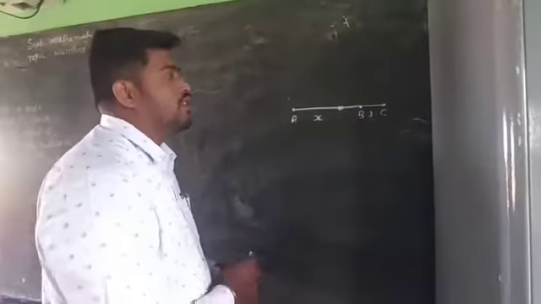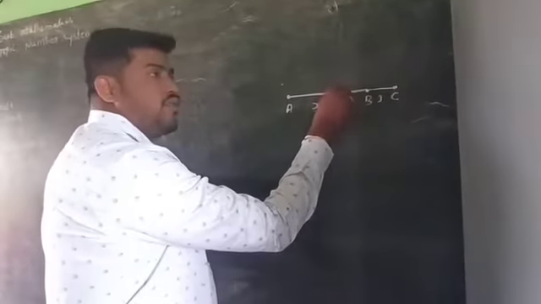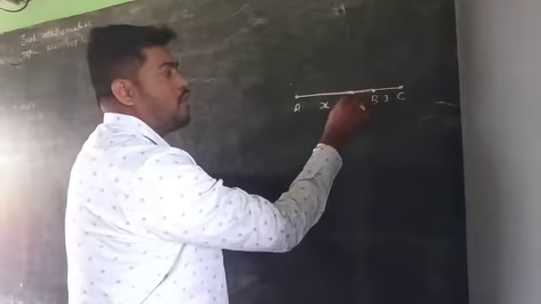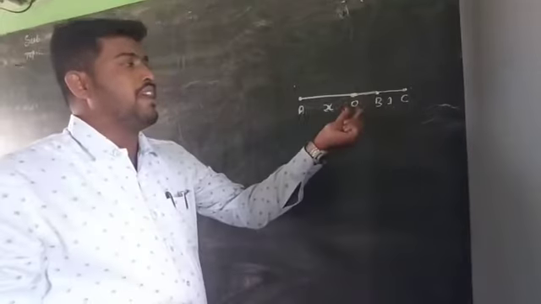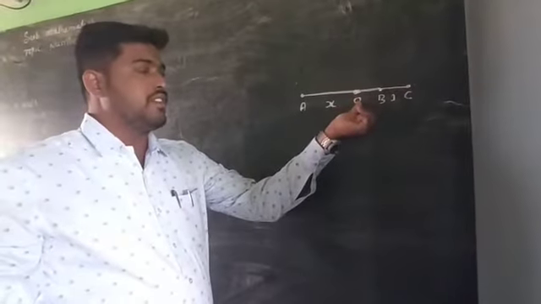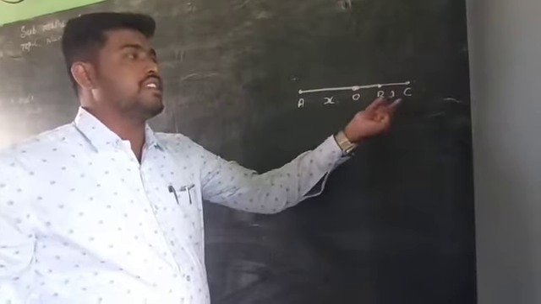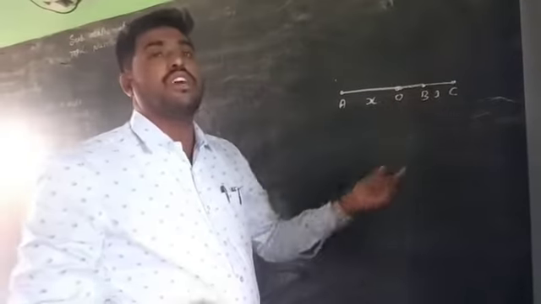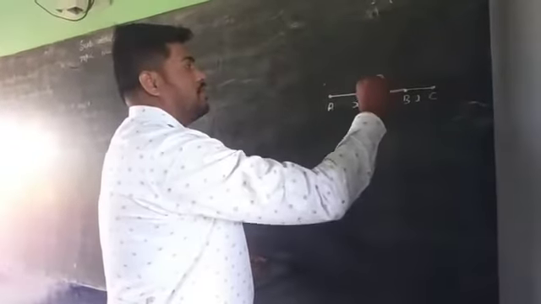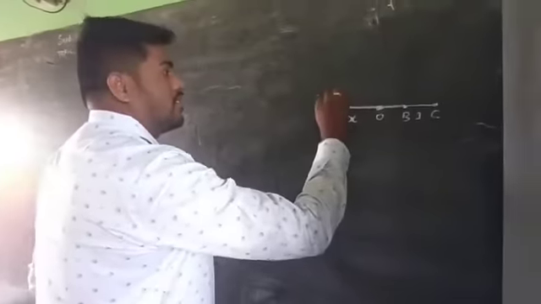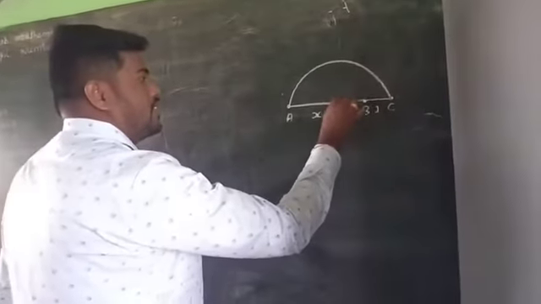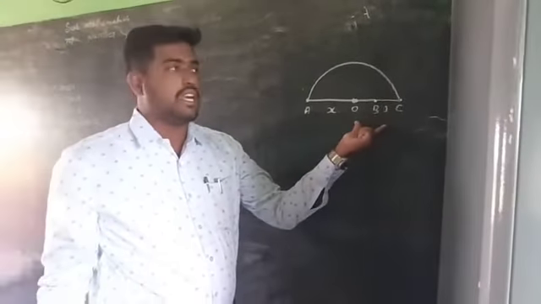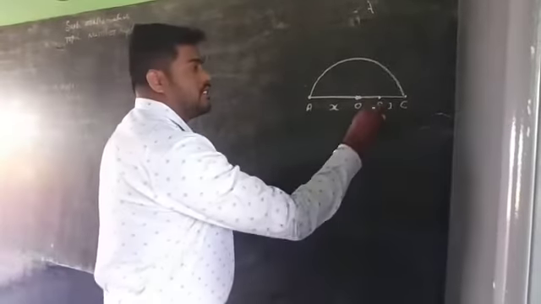And next, take O as the center and OC as the radius. Give the midpoint the name O. After finding O, take it as the center. The distance OC is the radius. We have to construct a semicircle with radius OC.